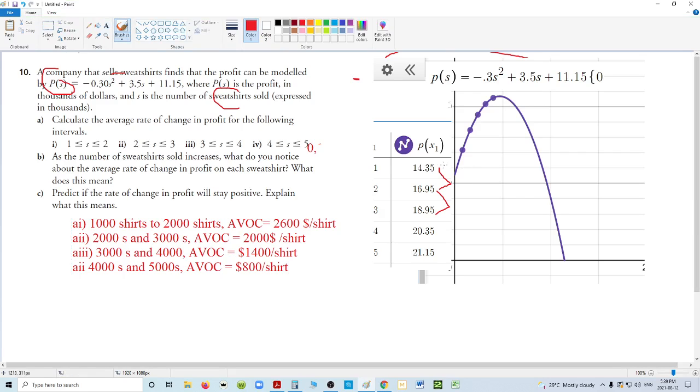To verify it, just take your delta y, y2 minus y1, divided by x2 minus x1 to figure out your slope between each of these points, and you will indeed get, it won't come out as 2,600, it'll come out as 2.6, 2.0, 1.4, and 0.8. But you've got to remember that it's in thousands of dollars per thousands of sweatshirts, which is why I've translated it to that.